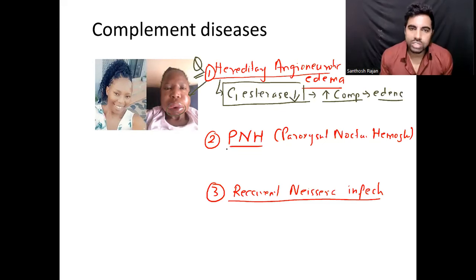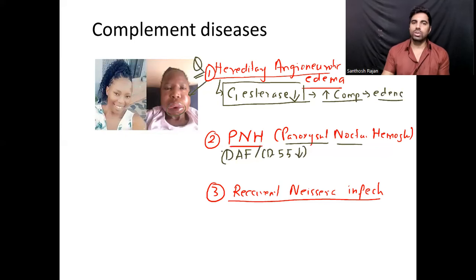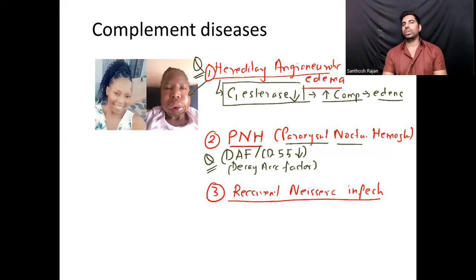Paroxysmal nocturnal hemoglobinuria happens because of a factor called DAF, decay accelerating factor. Also it's called CD55. So because of this defect, what happened? The patient will have paroxysmal nocturnal hemoglobinuria. Nighttime urine will go high, that's the meaning. Okay, DAF, decay accelerating factor, is also important in controlling the complement pathway. When this goes down, you get paroxysmal nocturnal hemoglobinuria.